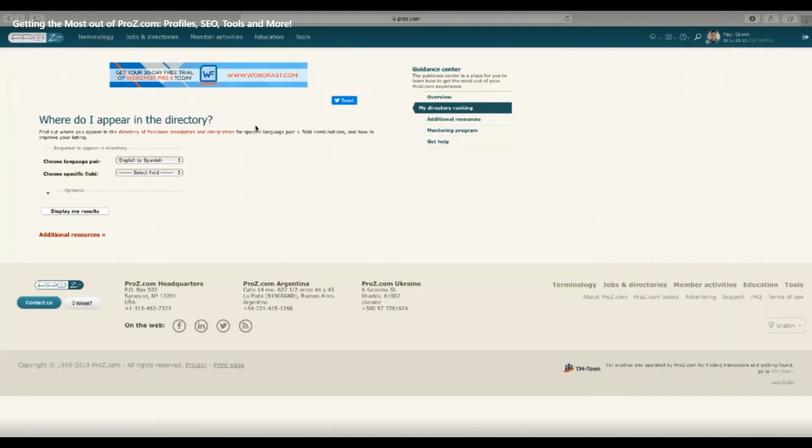Once you find out where you appear in the directory, you can start to take some measures to improve your directory ranking, and then you can focus on moving up, getting more attention, getting more jobs, getting located more easily. The thing about Proz.com is it's a very focused platform. So let's say you try and set up your own website and rank for certain keywords, using some SEO techniques to make sure that you appear higher up in the Google search. Well, that's great, and that's an excellent strategy. The problem is that you are competing on a global scale with everyone else in Google.